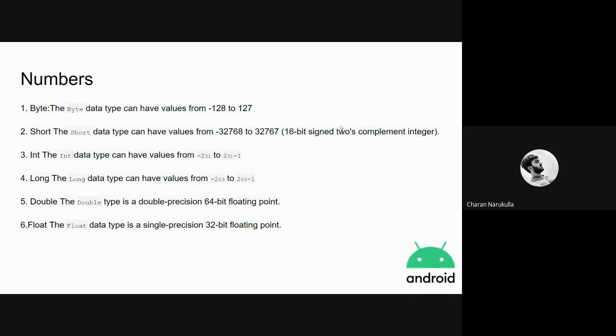And the size occupied by these data types depends upon the type of machine. For a 32-bit machine, it will show some size. For a 64-bit machine, it will show a different size. This is all about the number data type.